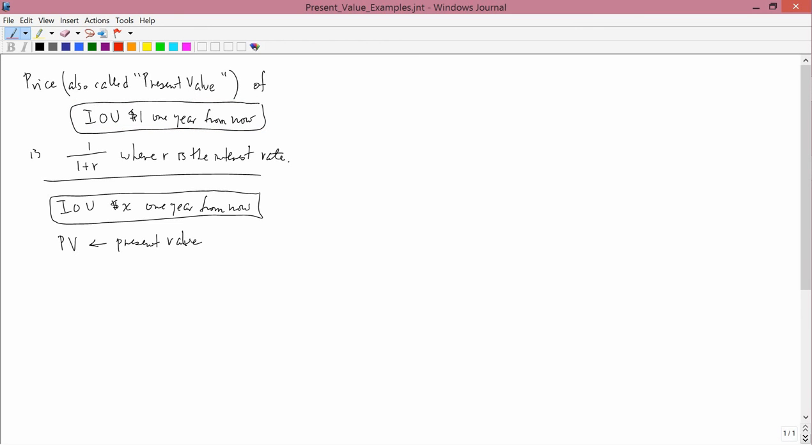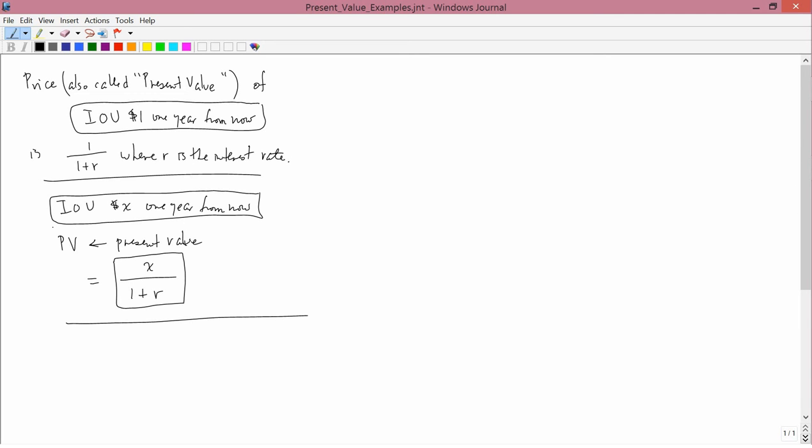So it follows that the present value of an IOU promising to pay X dollars 1 year from now is going to be just X divided by 1 plus r. So that's the present value of an IOU promising to pay something other than a dollar 1 year from now. Note that X could be a negative number, which means that it's not an IOU, it's you owe me. And negative numbers turn out to be very useful in more complicated situations.